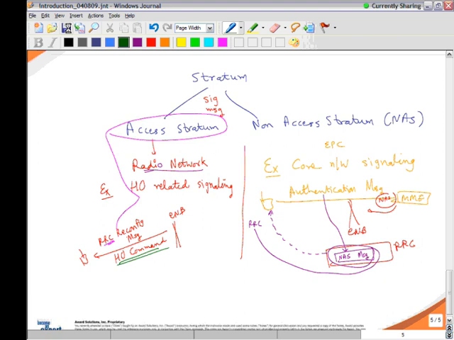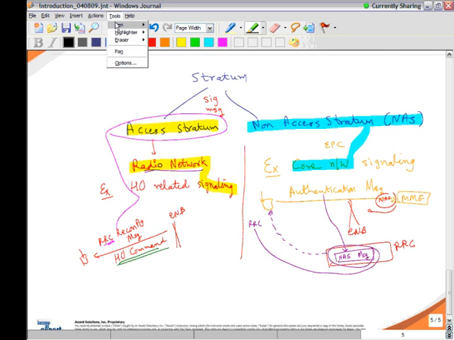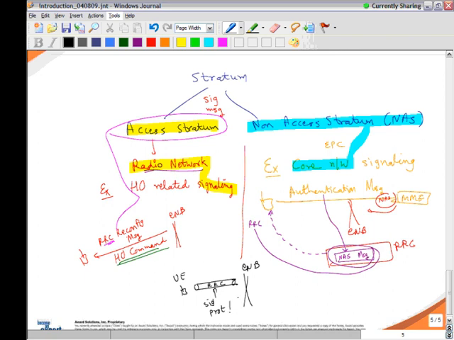Okay. So let me summarize. Access stratum means the signaling message that is related to the radio network, and the non-access stratum means the signaling that is related to the core network. But as far as the air interface is concerned, we have to use the help of RRC. So over the air, here is the eNode B, here is the UE. Over the air, we have to use RRC, that is your signaling protocol. So it will carry both the access stratum and the non-access stratum message. Because over there, that's the only thing we have.